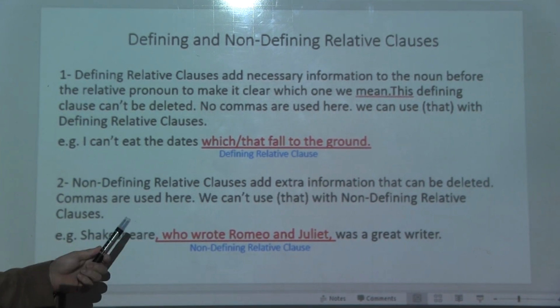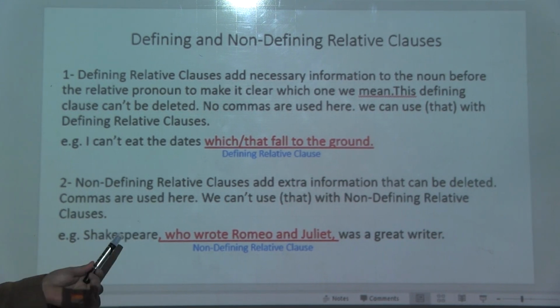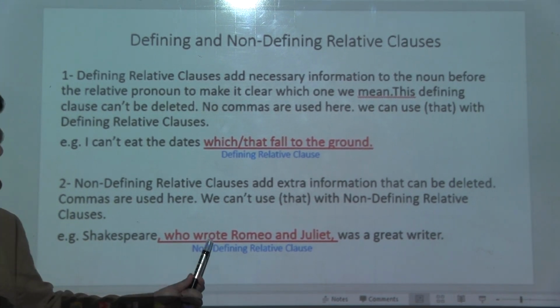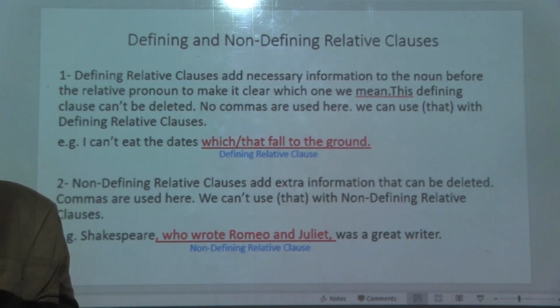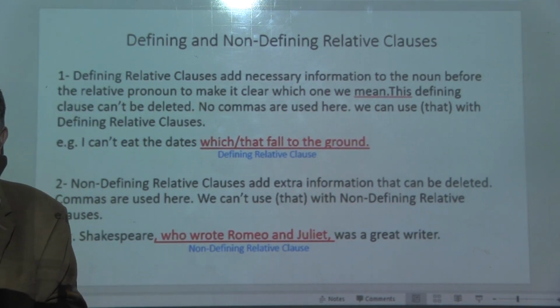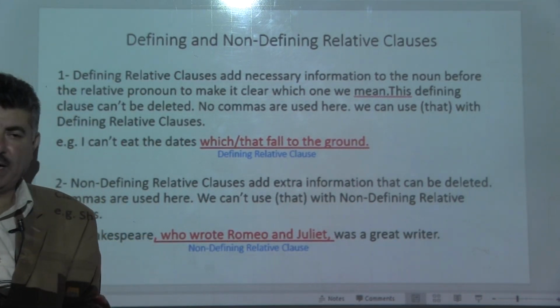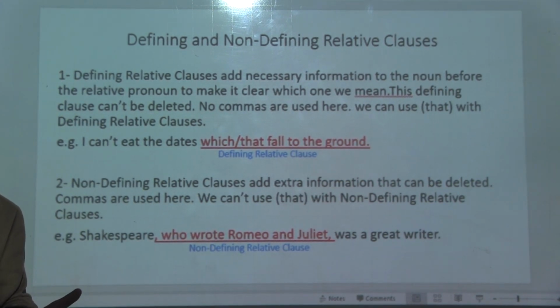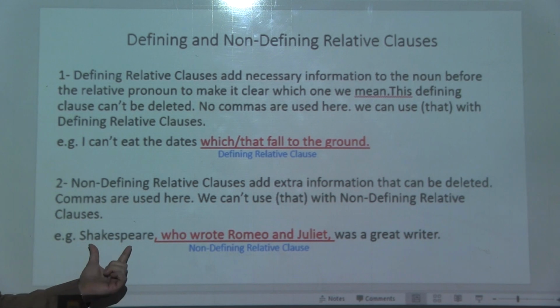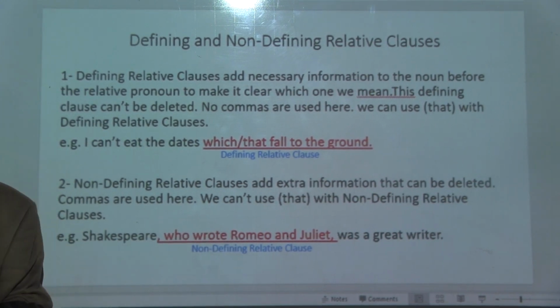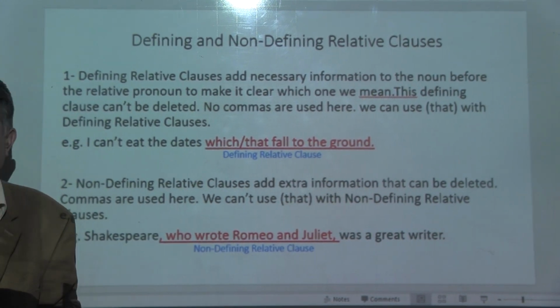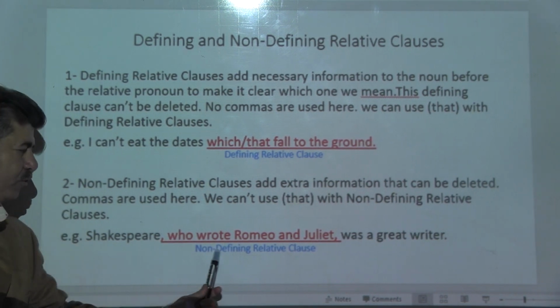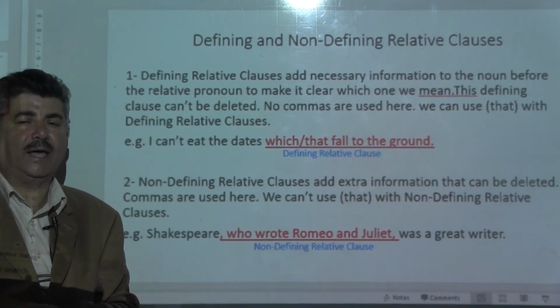Shakespeare, this is a name, of course, so it's definite by itself. Who wrote Romeo and Juliet? This is just extra information. Was a great writer. If I cancel this clause, the sentence becomes Shakespeare was a great writer. This is a complete meaningful sentence. So this information is extra. I can take it out.